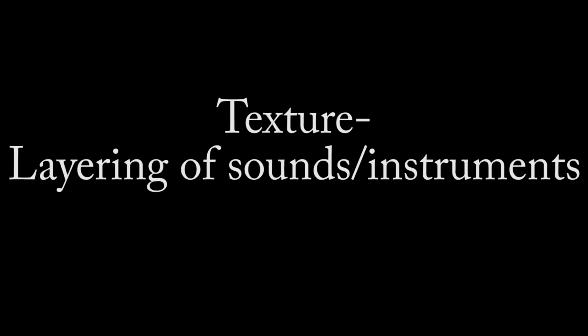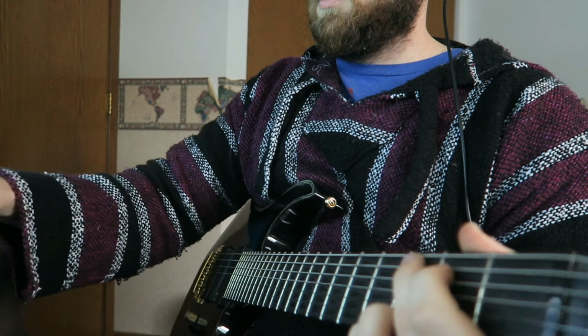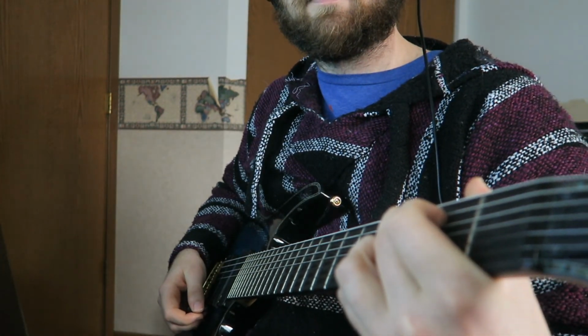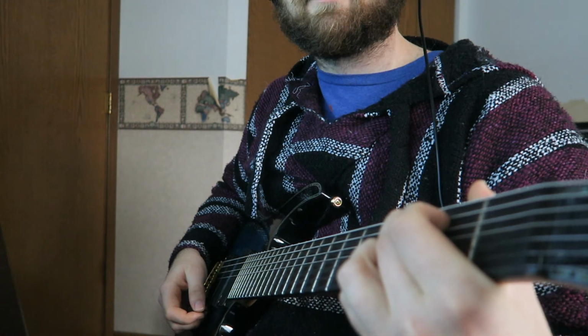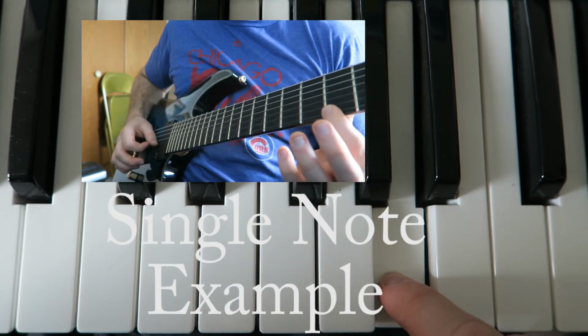Our last element is called texture. Texture is the layering of sounds and instruments. When I play a guitar chord, there's a small degree of texture that is happening from the combination of notes I'm playing. But if I play a chord on the guitar and play a chord on the piano at the same time, I have more texture. Think of texture as making something sound either full or thin.